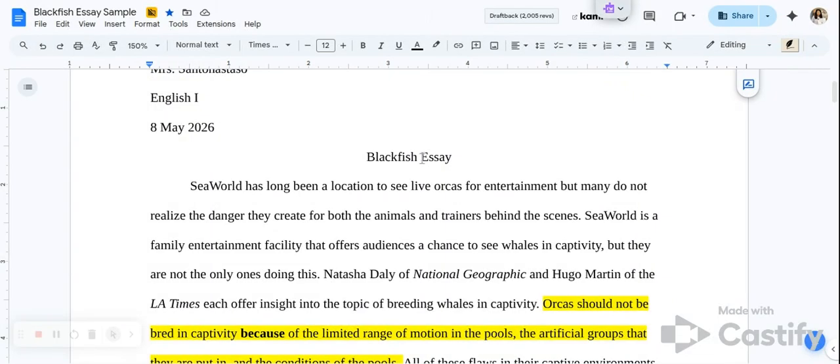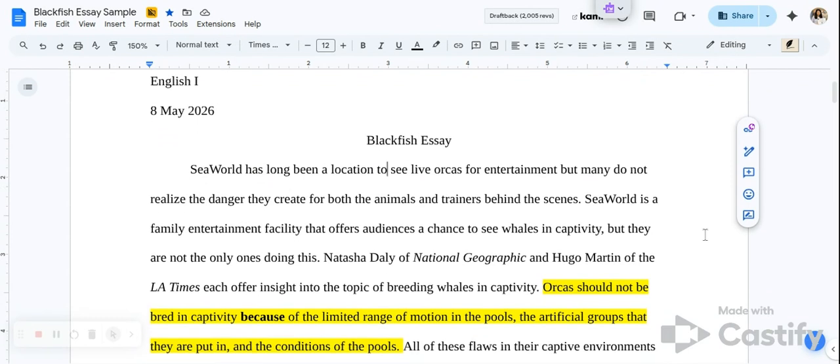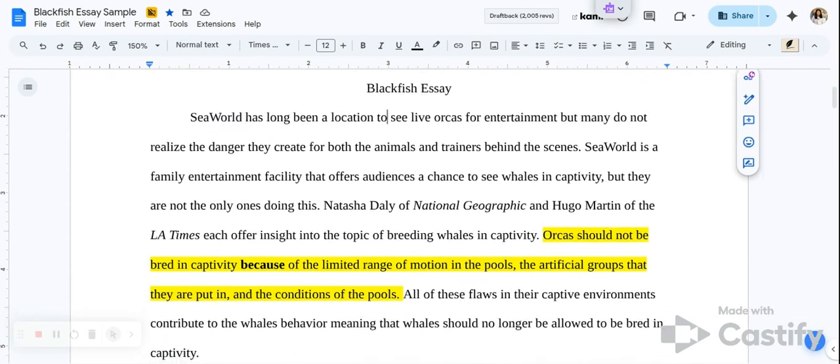I have a title that's centered, and then once I started typing, I pulled the alignment all the way back to the left. You'll notice that the alignment button will change as soon as I place my cursor there. So once I brought it all the way down here, I hit indent and I started typing. So let's take a look, if the question was whether or not SeaWorld should continue to breed whales in captivity, this was the response. The thesis statement should be highlighted in yellow, just so that you're aware.